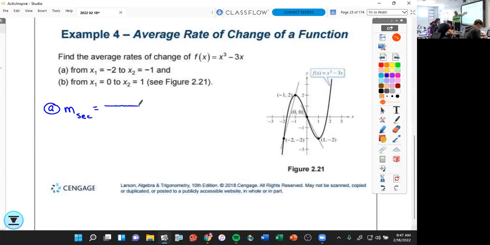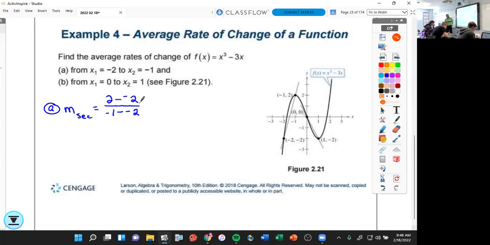Since they chose x sub 2 to be -1, we're going to have on the bottom -1 minus -2. No, that's a -1. x sub 2 minus x sub 1. And what is the corresponding y value that went with x sub 2? What is the y value that goes with -1? 2. Minus the y value that went with x sub 1, -2.